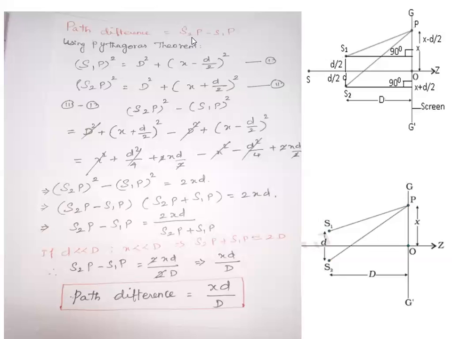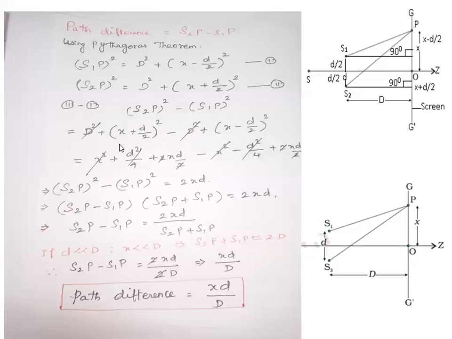So we already know that to find the path difference, S2P minus S1P. What is the S2P value? S2P squared minus S1P squared. S2P squared we write here, D squared plus x plus d by 2, the whole square, minus S1P squared, D squared plus x minus d by 2, the whole square. So what will happen? This minus D squared and plus D squared will get cancelled. Then it is in the form of a plus b the whole square. So if it is a plus b the whole square, we can expand it as a squared plus b squared plus 2ab.